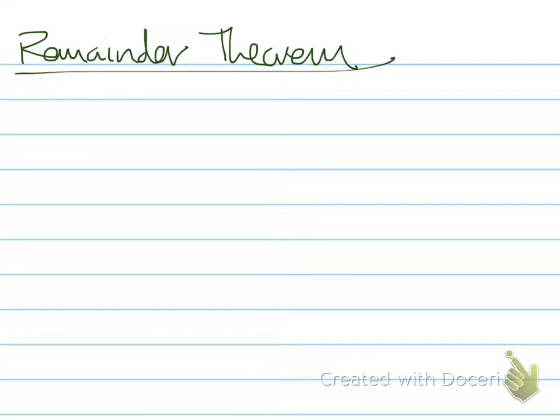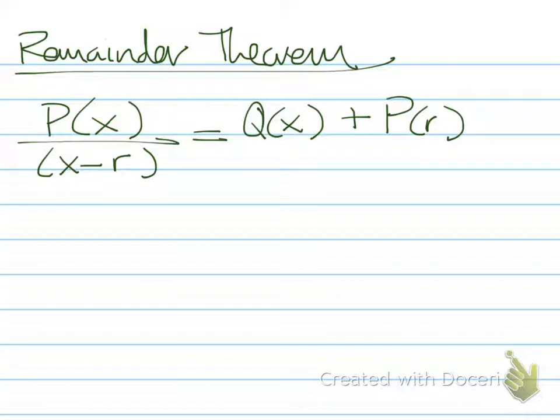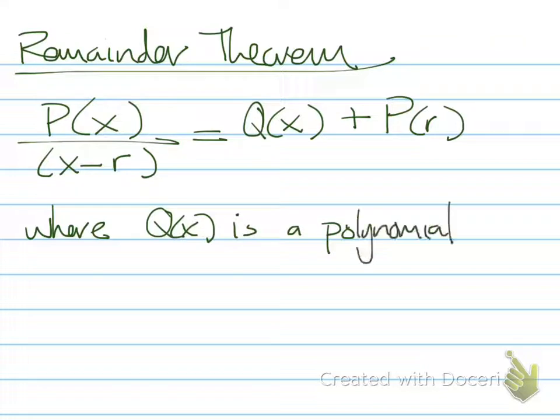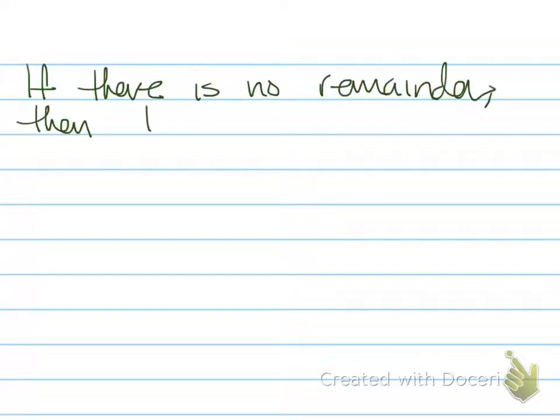All right, this lesson is on remainder theorem. Remainder theorem states that any polynomial divided by some binomial will yield the quotient plus the remainder of that polynomial, where q of x is a polynomial with degree 1 less than the polynomial that we are dividing.